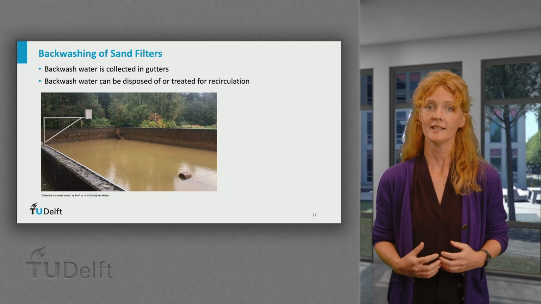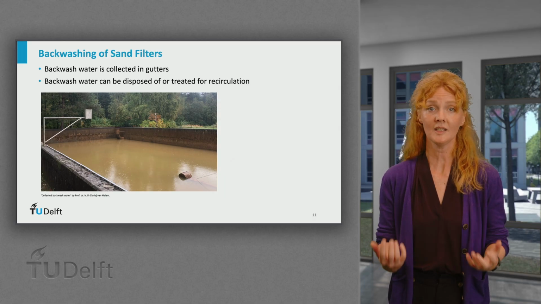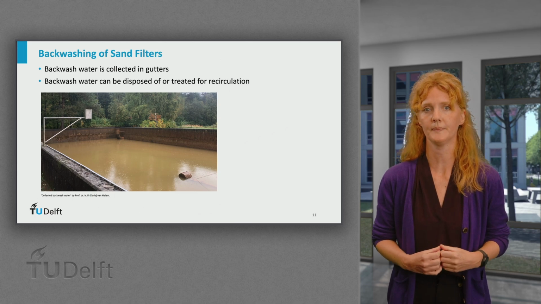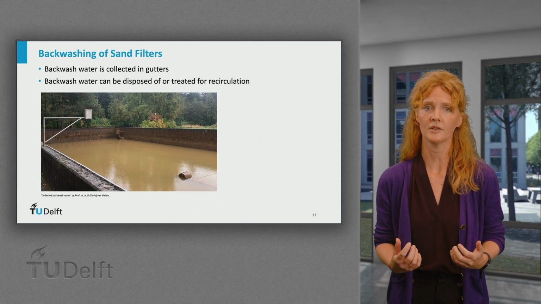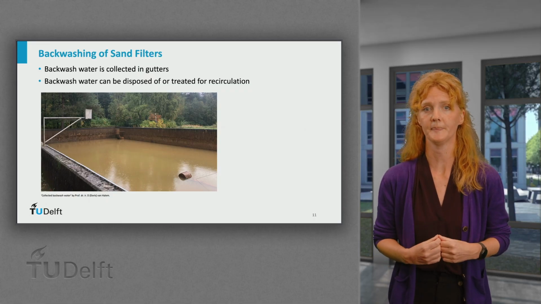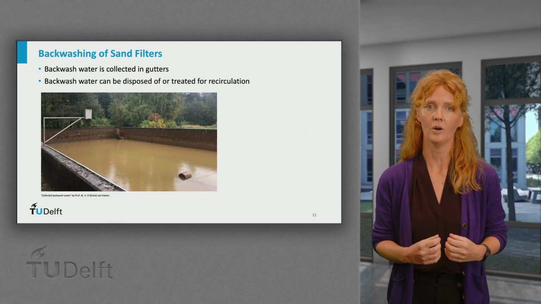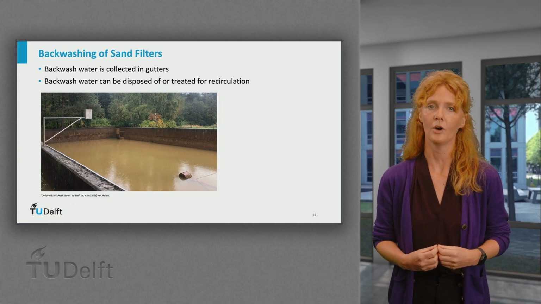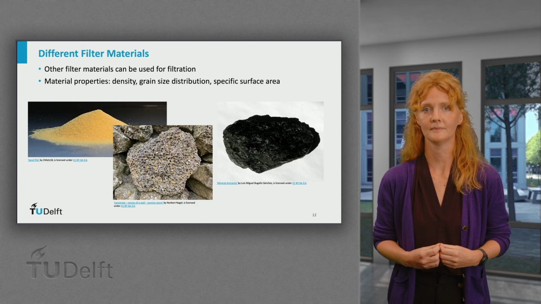The backwash water is collected in gutters and can be disposed of or treated for recirculation into the raw water flow. And to avoid water losses, a combination of air and water can be used in the backwash procedure. After backwash, the filter returns to its original downward flow mode and water can be produced again.